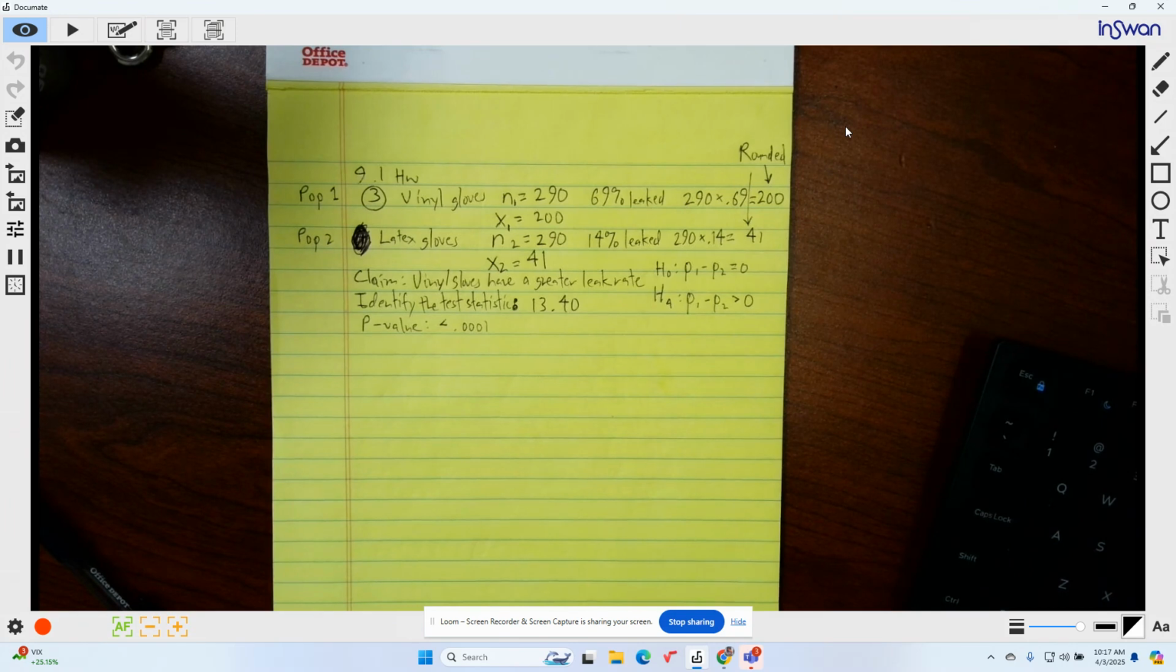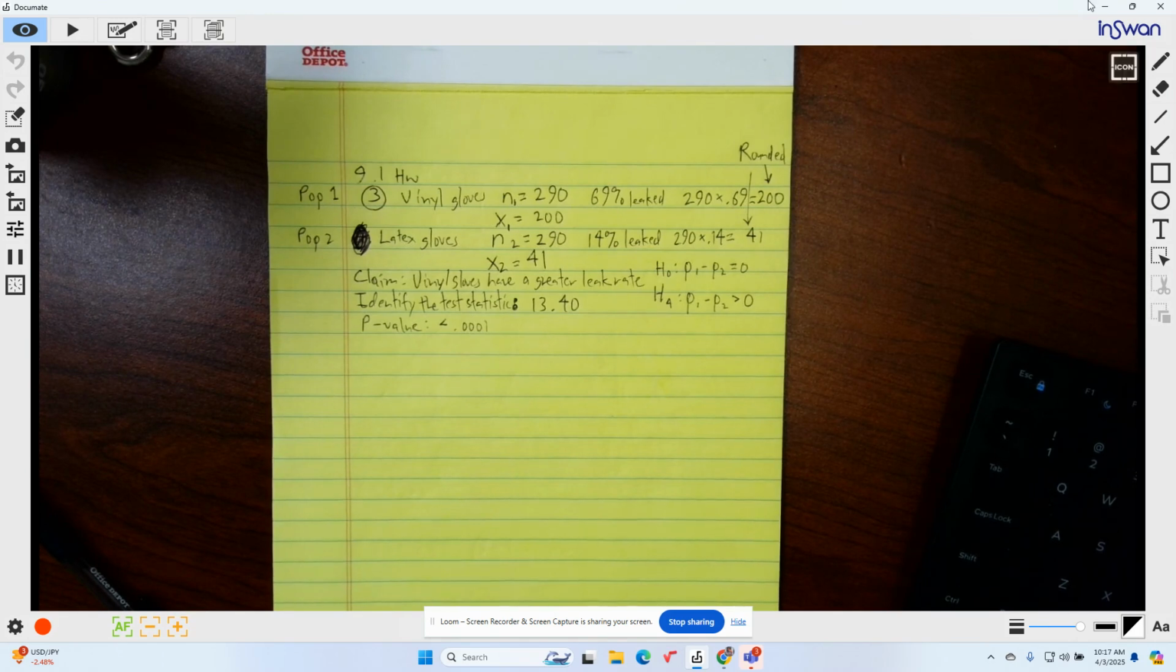So the claim is that the vinyl gloves have a greater leak rate. So vinyl gloves represent population 1, or the proportion 1. So the null is that they're equal. p1 minus p2 equals 0 means that they're equal. The alternative is that population 1 is greater than population 2. So that means if you subtracted them, the result would be greater than 0.